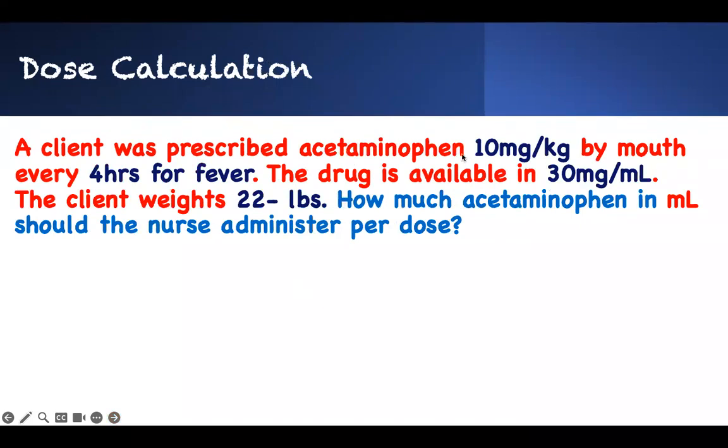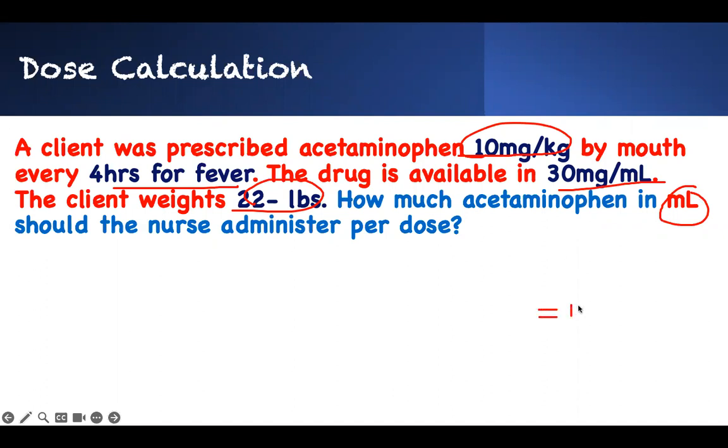The client was prescribed what? Acetaminophen, 10 milligram per kilo by mouth every 4 hours. The drug is available at 30 milligram per ml. The client weighs what? 22 pounds. How much acetaminophen in ml? That's volume. Should the nurse administer?